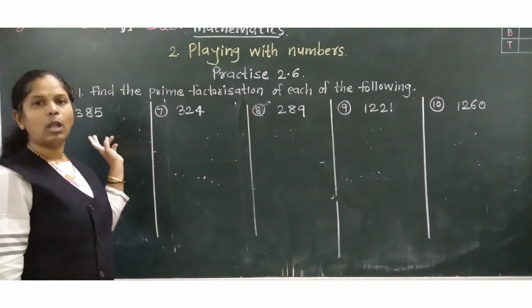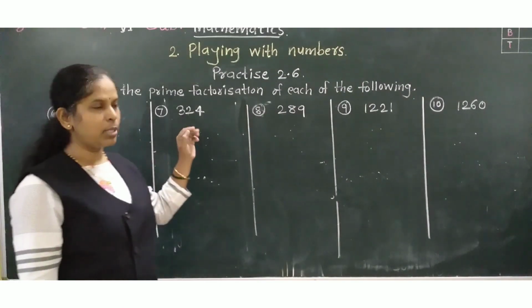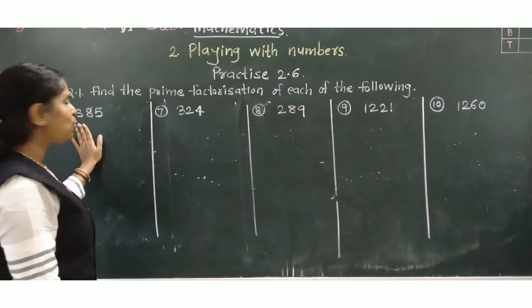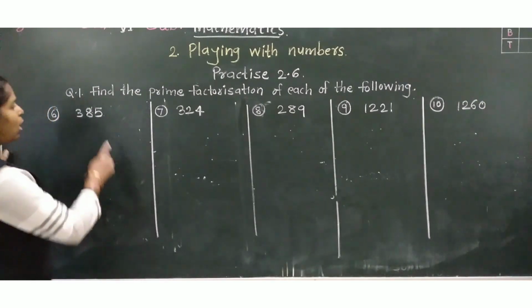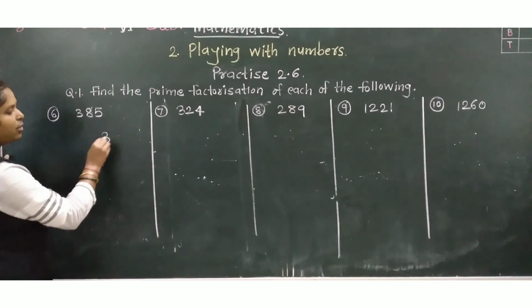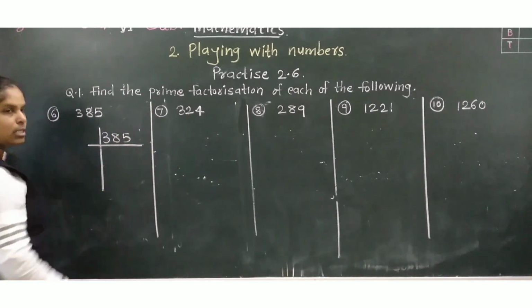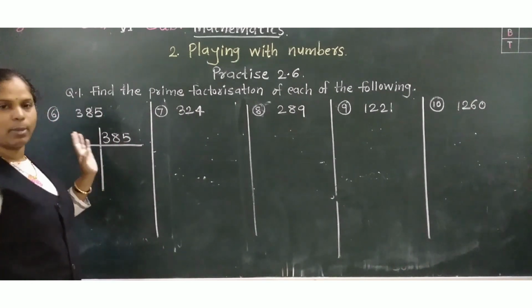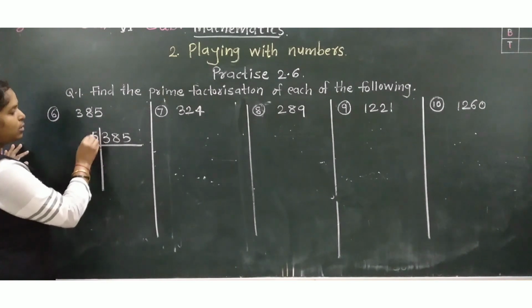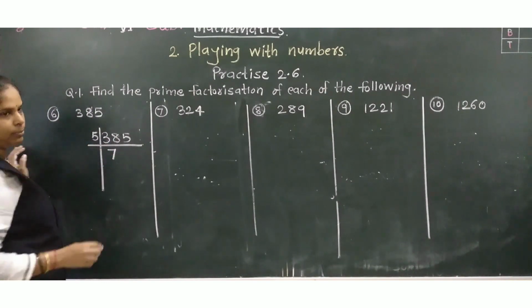Okay. Now next, we will learn the factorization of more numbers. The sixth one is 385. Now look at that. 385. 5 is there at its units place. That means we can divide 385 by 5. 5 sevens are 35.